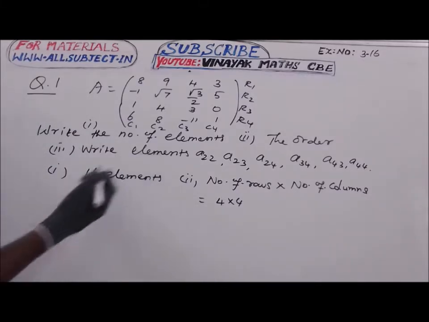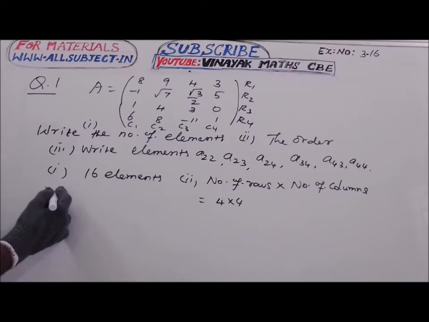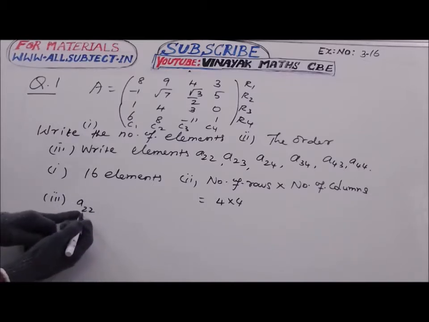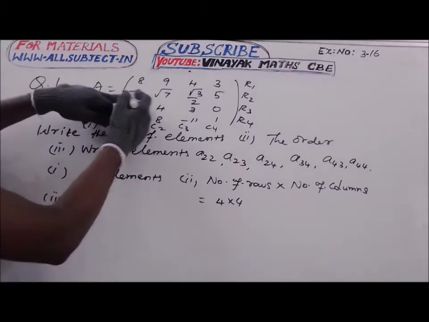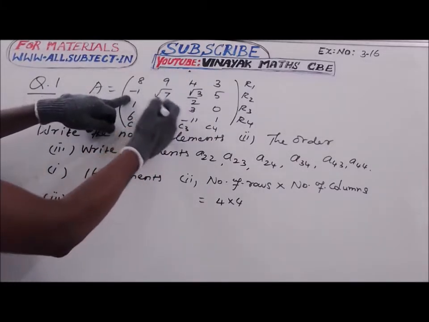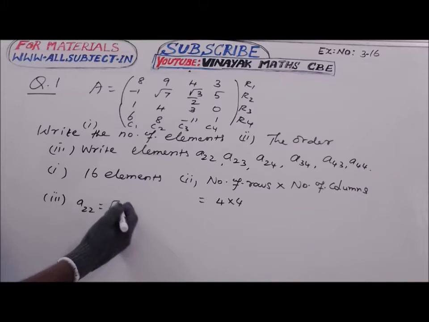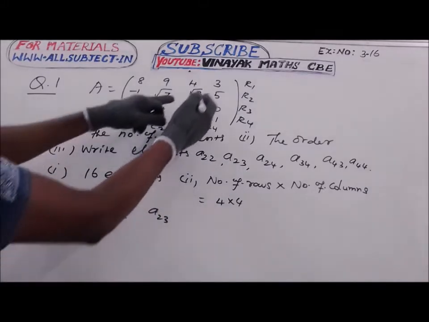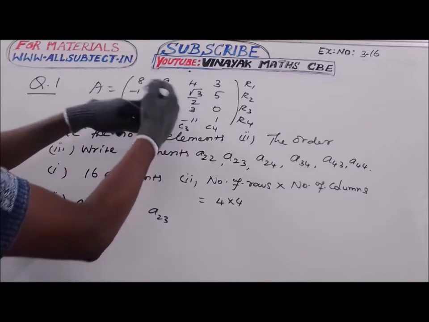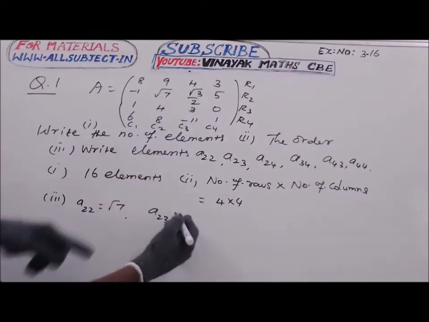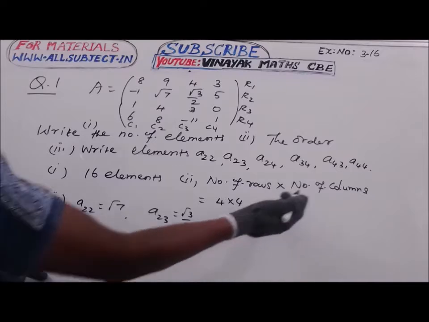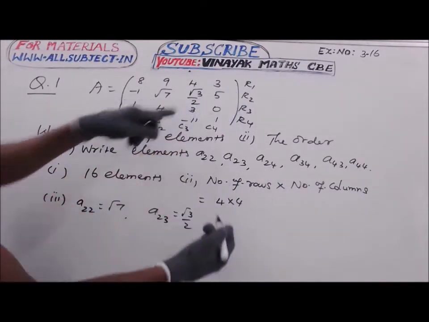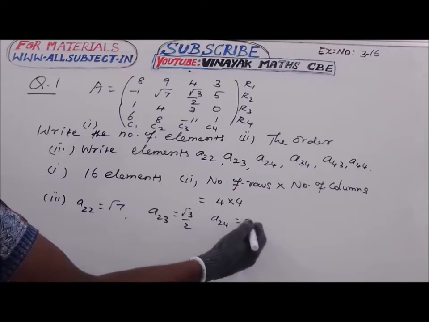Write the elements of A22. For the third subdivision, A22 means second row, second column. The element present in second row, second column, this is second row, this is second column. So this represents A22, that is root 7. And A23, second row, third column, means root 3 by 2. And A24, second row, fourth column, means it is 5. A24 equal to 5.